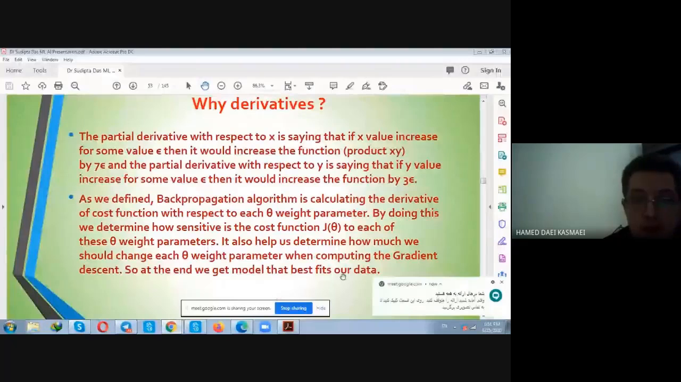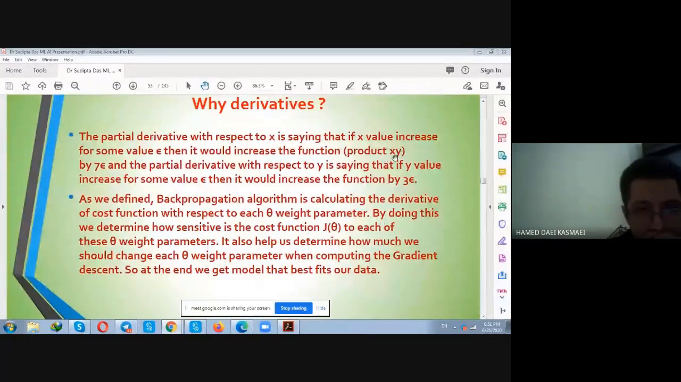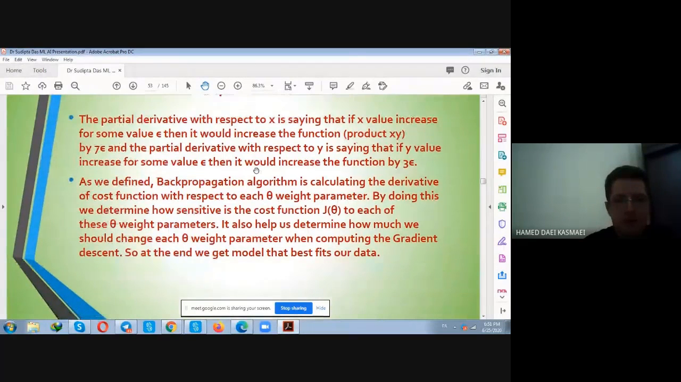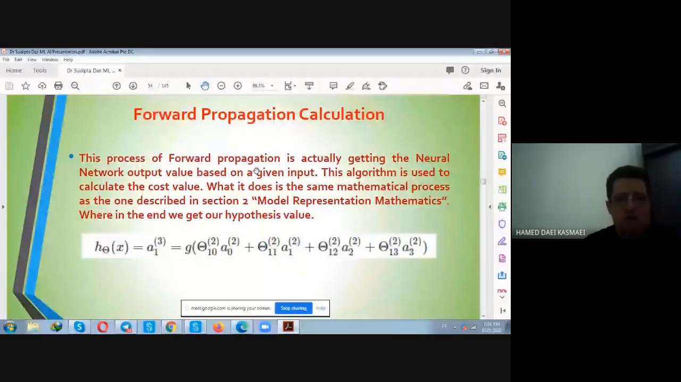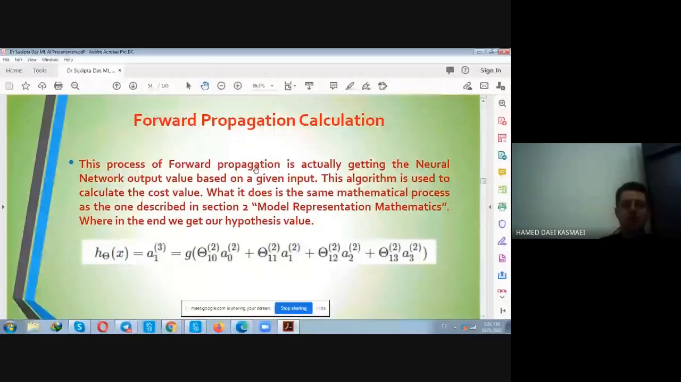It's about nonlinear fitting, because we have considered nonlinear functions or nonlinear input data. That's why the sigmoid function, a nonlinear function, is good for the neural network that we are trying to design. This is very important to know. This is the reason why derivatives are here, and we are here to talk about the forward propagation calculation.